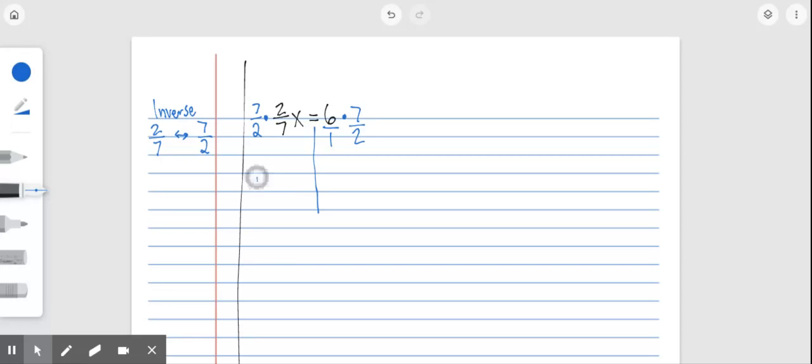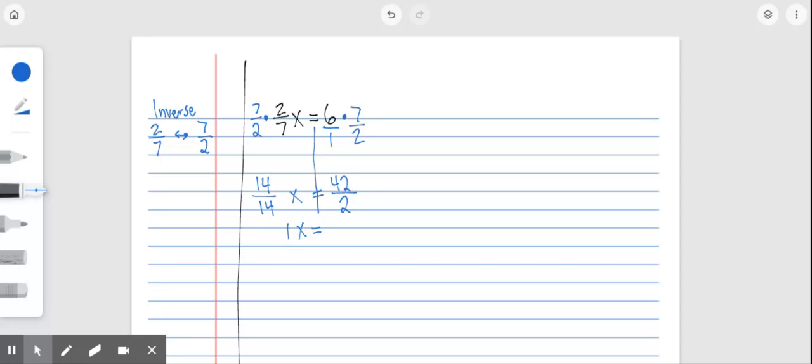Okay? So then now on the left, we're going to multiply. 7 times 2 is 14. 2 times 7 is 14. And then I've got x equals 6 times 7 is 42. 1 times 2 is 2. Okay. Now I'm going to simplify. 14 over 14 is the same as 1.